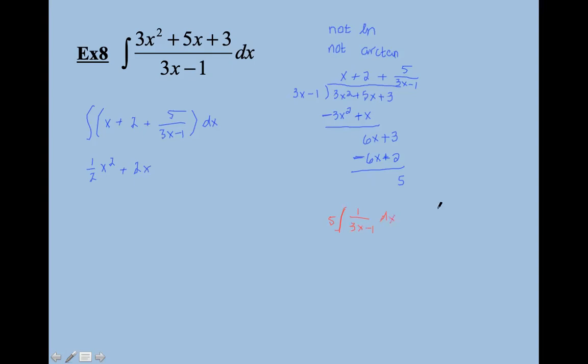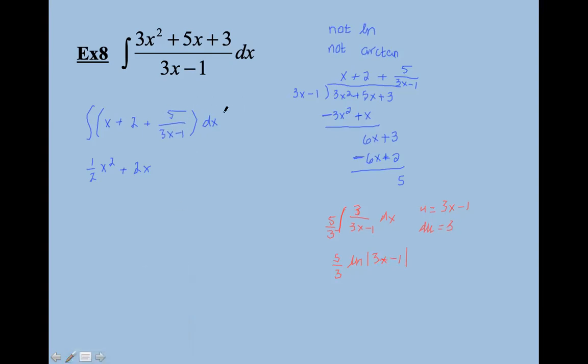All right, I think it's an ln problem. My u would be 3x minus 1. My du then would be 3. So I need to put a 3 in here. If I put a 3 in, I need to take a 1/3 out, which is going to turn this into 5 over 3. So now I'd have 5/3. And the antiderivative of that would be ln absolute value of 3x minus 1.